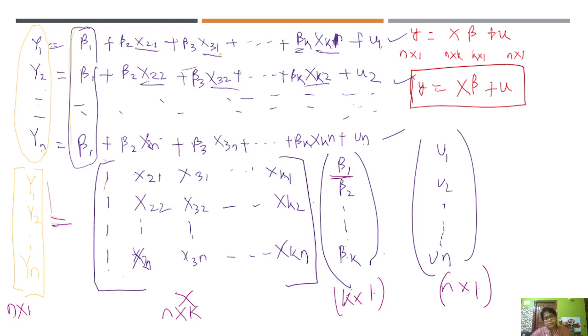So this is how you show the multiple variable regression model in terms of matrices.